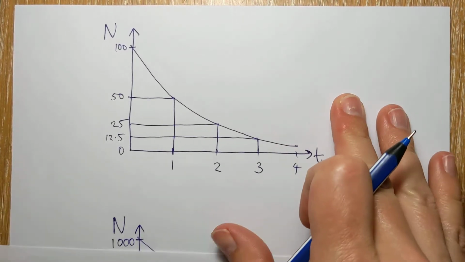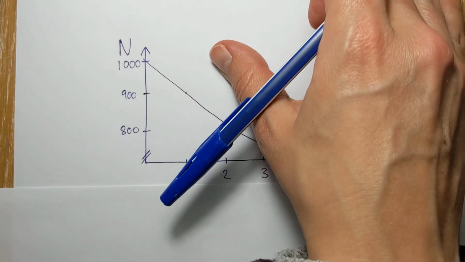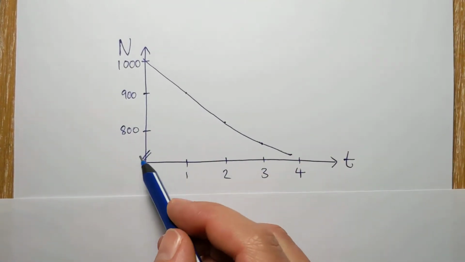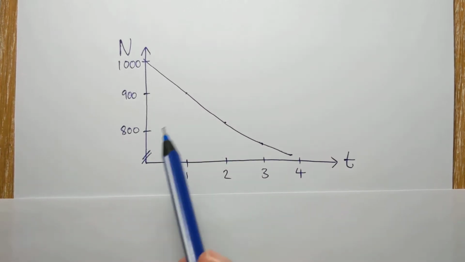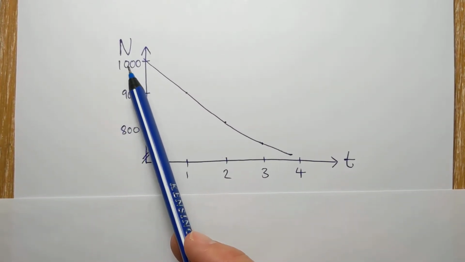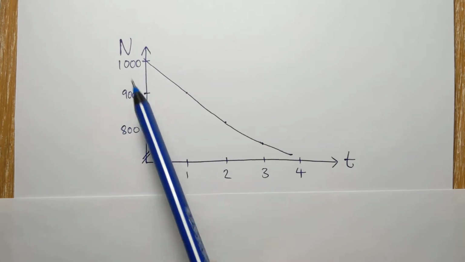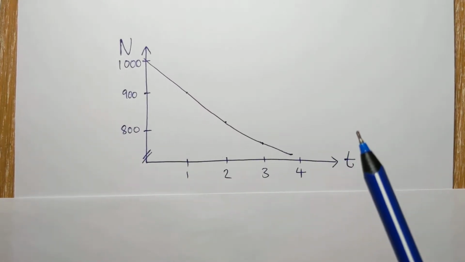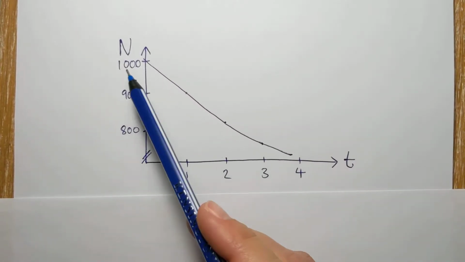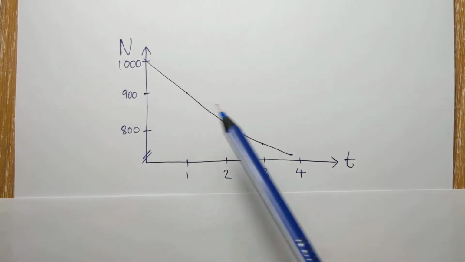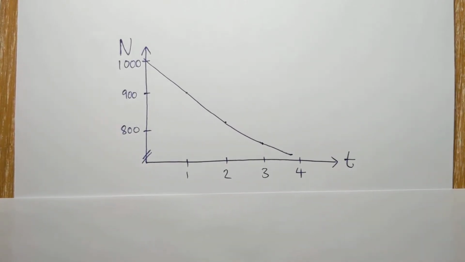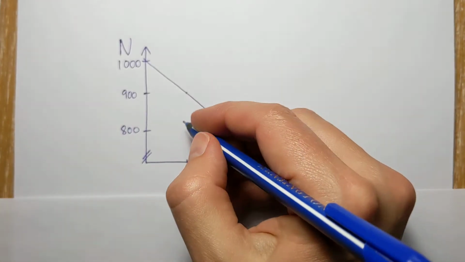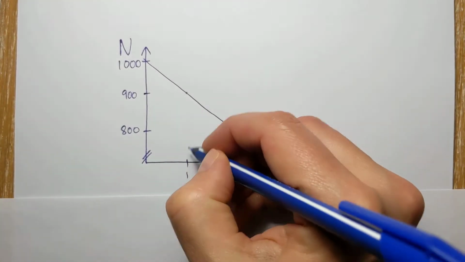Okay, but what if you have a graph like this with a shortened axis, a truncated axis? Now, I've started this time with 1,000 unstable nuclei, but half of that's 500 and it's not on the graph. So what do I do this time? Well, in fact, it doesn't have to be a half. As long as you've got your number decreasing by the same fraction every time in the same time period, then it's exponential decay. So what I do is I say, okay, well, let's go for 1 second.